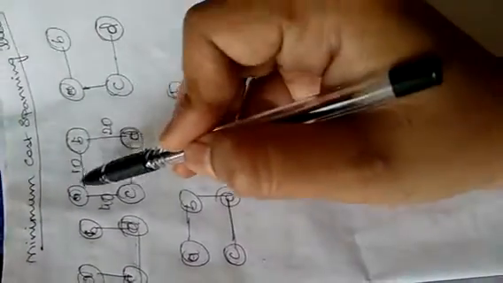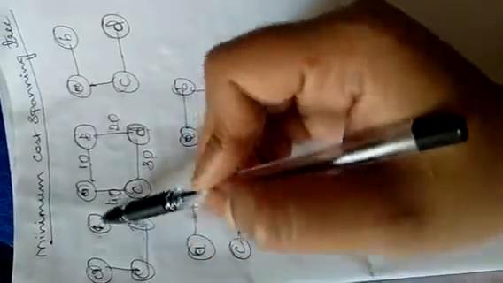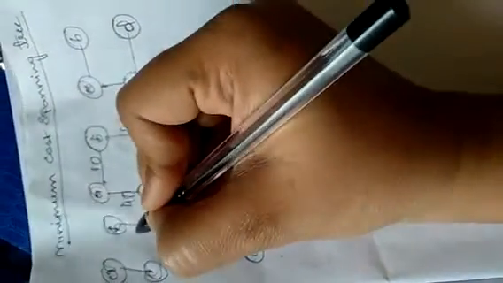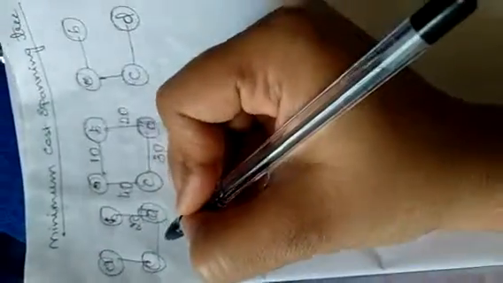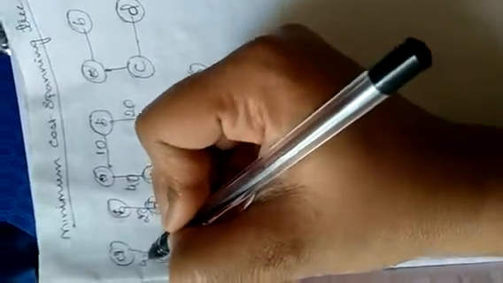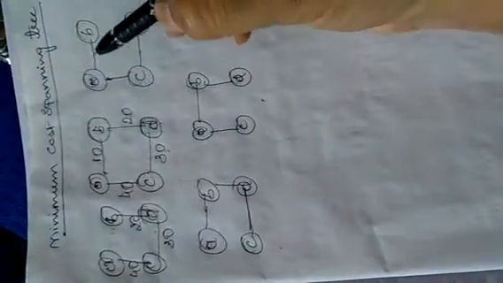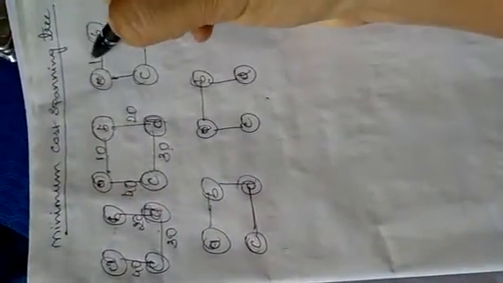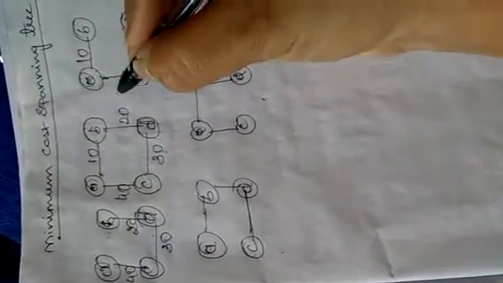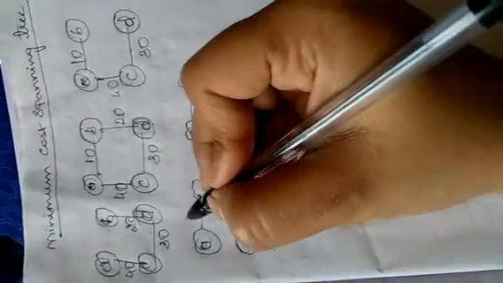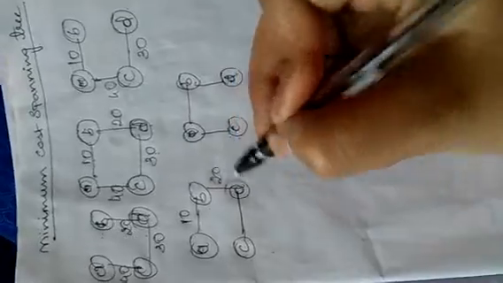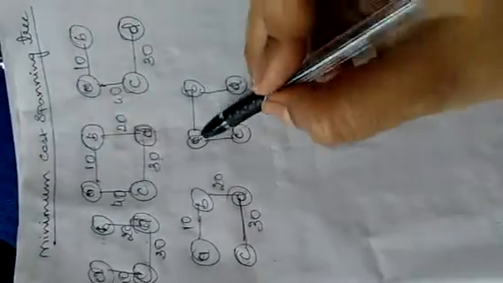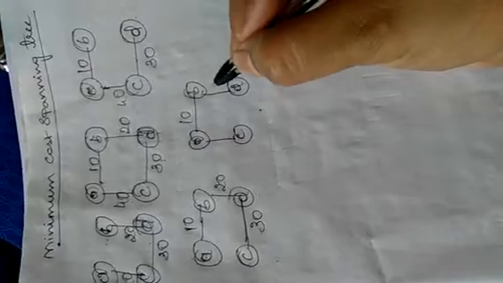Now, what is the cost? From A to B, it is 10. Here, the A to B edge is not there. From B to D, it is 20. From C to D, it is 30. This is 40. At the same time, here A to B is 10, A to C is 40, C to D is 30. Here it is 10, 20 and 30. A to B again 10, this is 20 and this is 40. These are the spanning trees with cost.